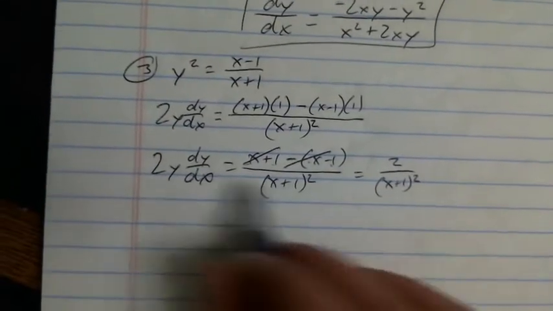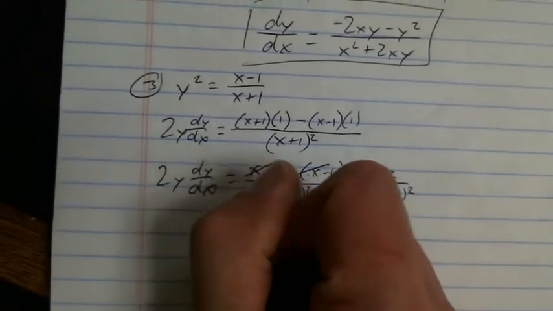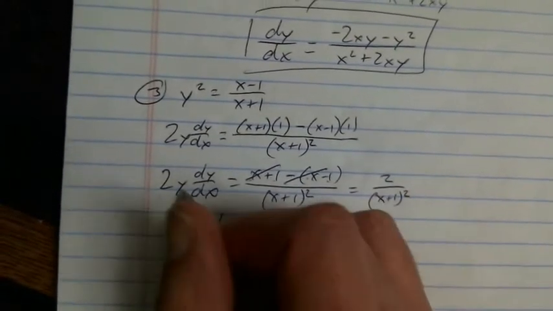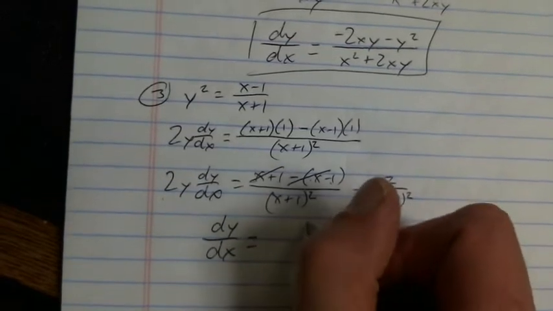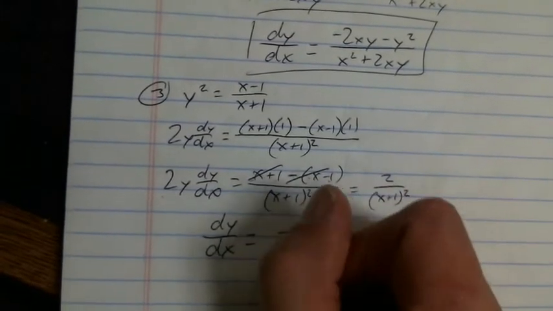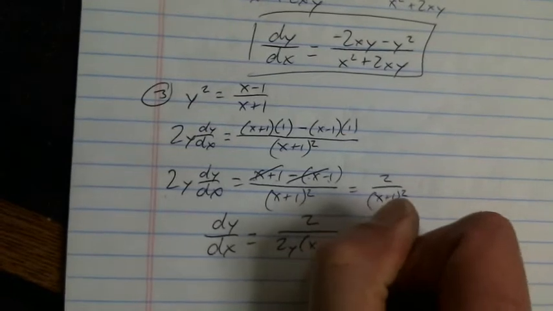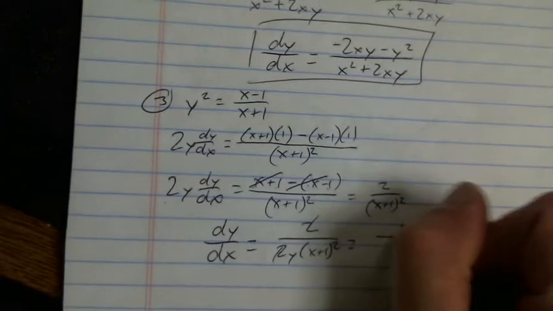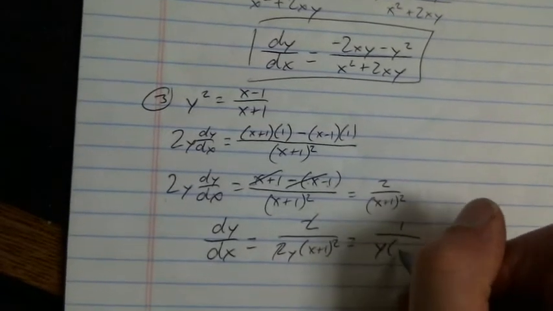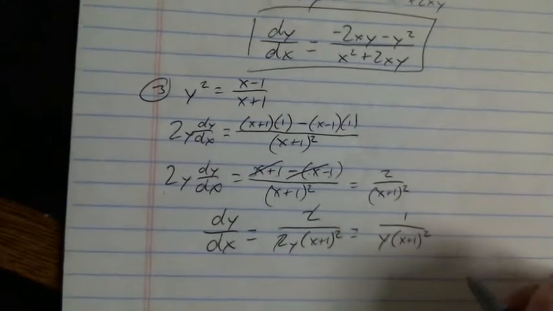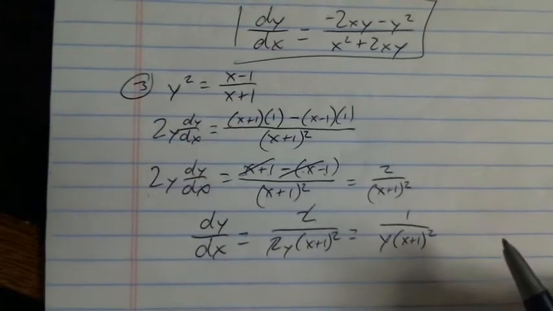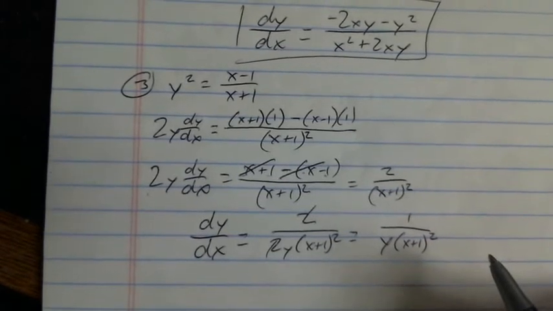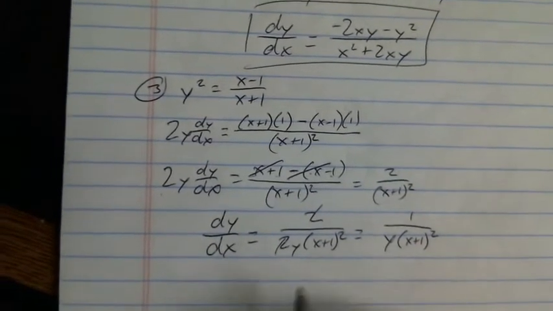Alright. Multiply both sides by 2y. You get dy/dx. Divide both sides by 2y. Get 2 over 2y times x plus 1 squared, which those 2's go out. Equals 1 over y times x plus 1 squared. As far as we can go. Number 5.